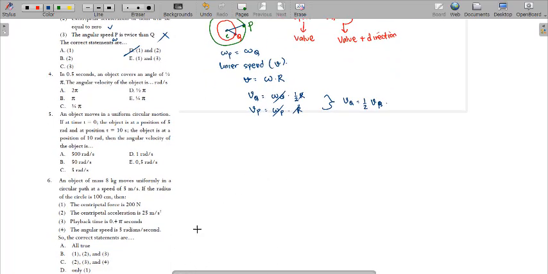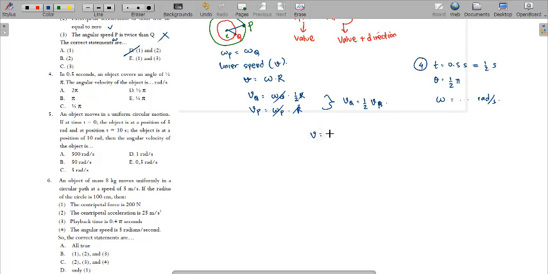In half seconds, an object covers an angle of half pi. Then the angular velocity of the object is, okay, number 4. You have time half seconds, and an object covers an angle of half pi. Theta is half pi. And the angular velocity of the object is blah blah blah rad per second. Okay, if you're still not familiar with angular velocity, you can relate it between v and omega.